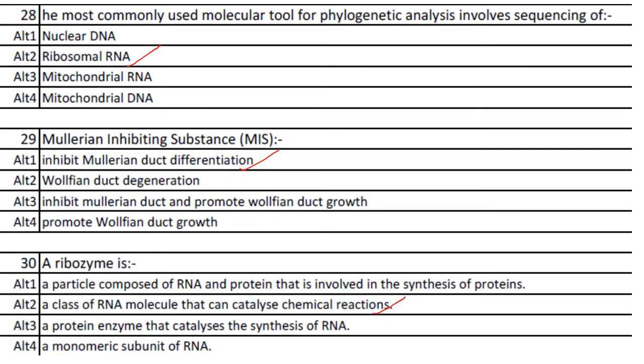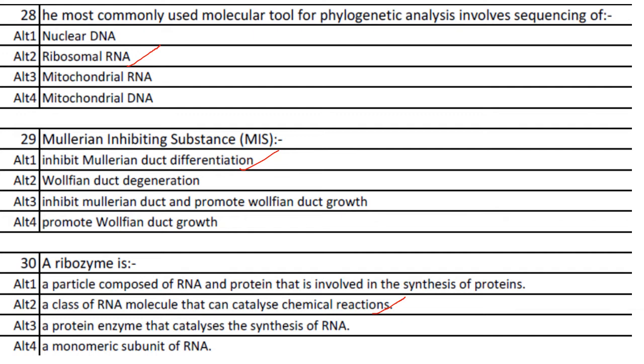Then the most commonly used molecular tool for phylogenetic analysis involves sequencing of... So it involves the sequence of ribosomal RNA. For phylogenetic analysis, 16S rRNA is used, especially in the case of bacteria. Then Mullerian inhibiting substance inhibits Mullerian duct differentiation. Androgens secreted by Leydig cells induce differentiation of Wolffian ducts into male internal and external genitalia. So Mullerian inhibiting substance inhibits Mullerian duct differentiation.